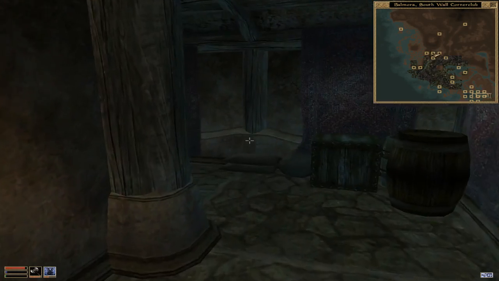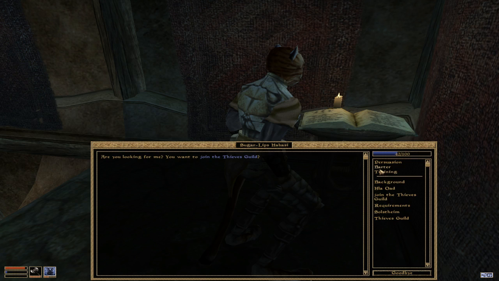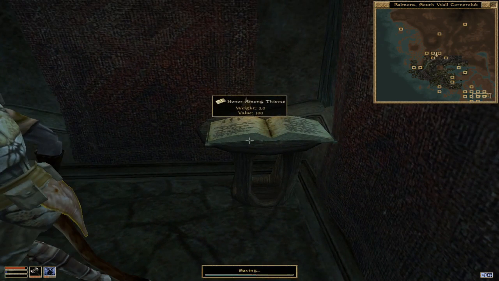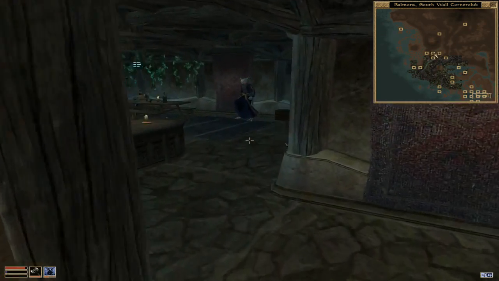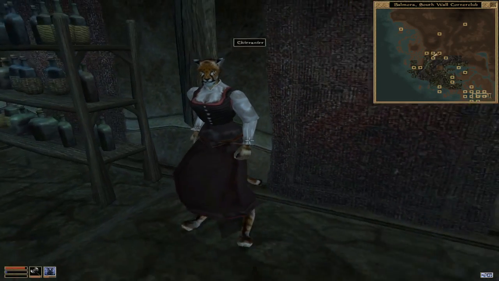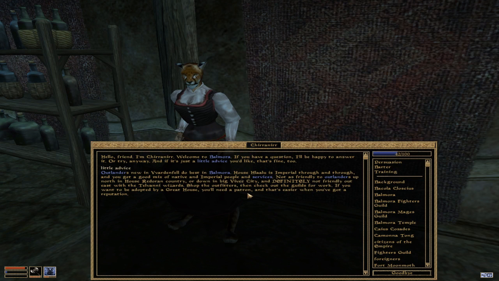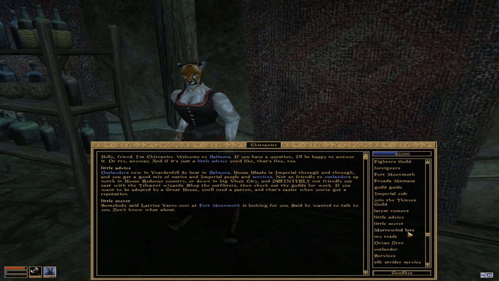Okay, my trade? I'm a scout. I know places. Oh, okay. We heard this before, really. I really don't have much time for lore that we heard before. Background. Sugar leaves, nothing important. Okay, me too. We have the same profession. But he is in the Thieves Guild. Anyway, I don't care. So here we are. Little advice. Ah, we heard this before. Little secret. Heard this before.